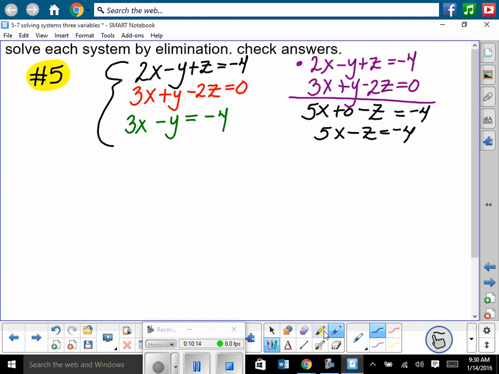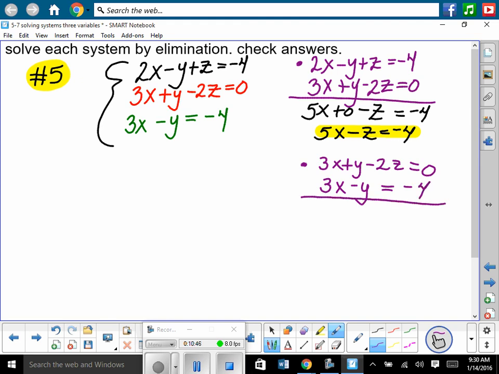Now I'm going to leave that alone for a second. I'm just going to highlight it so I don't lose my focus in a minute. And I'm going to do the same thing right here with these two equations, because won't the y's cancel out if I choose these two? So I'm doing another bullet point, and I'm going to use the middle equation, 3x plus y minus 2z is equal to 0, and my bottom equation, 3x minus y, and then we don't have a z, is equal to negative 4. And now we'll add those straight down because the y's will cancel out.